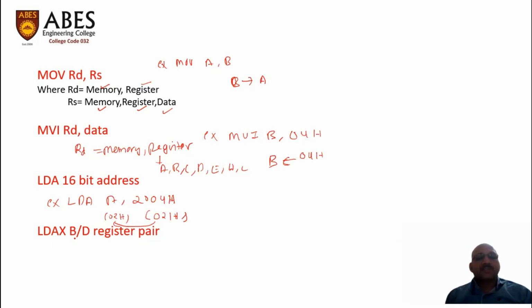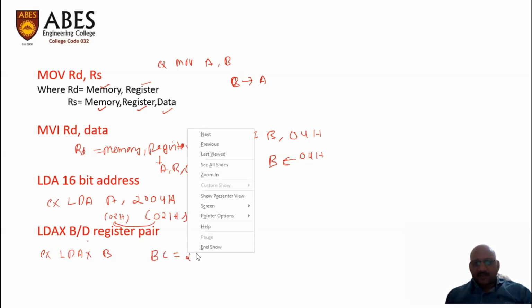The next instruction is LDAX B/D register. Basically, both these instructions are the same. The first is an example of direct addressing mode, the other an example of indirect addressing. Here the address is given directly, but in LDAX the address is hidden in the BC register pair or DE register pair. I will explain with an example. If I write LDAX B, in the case of a register pair we always write the first letter. For example, for the BC register pair we take B, and for the DE register pair we write D. So BC has the address.